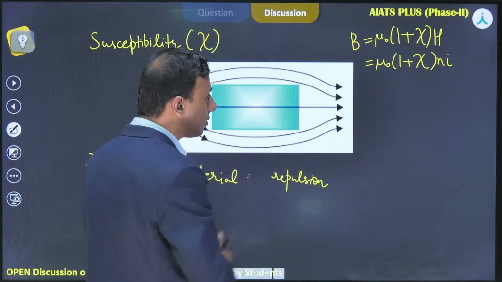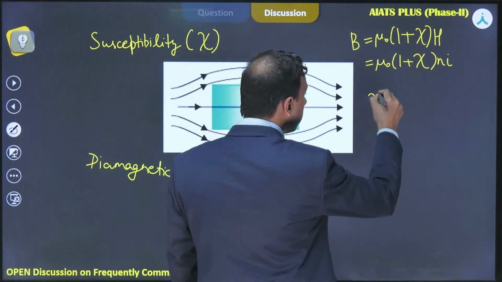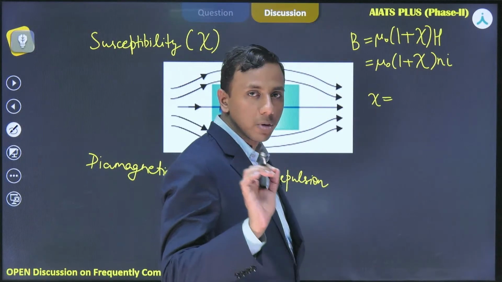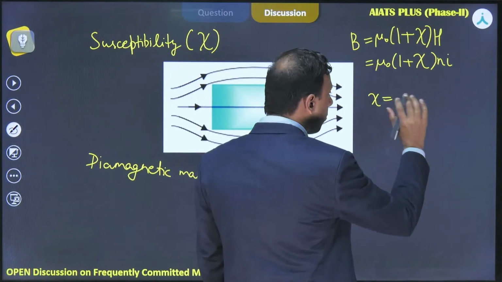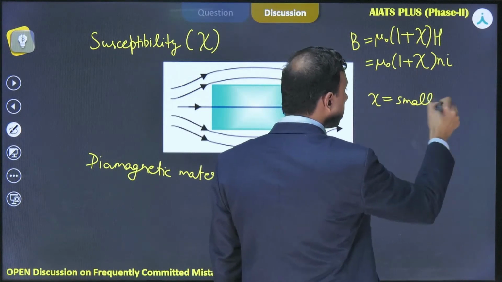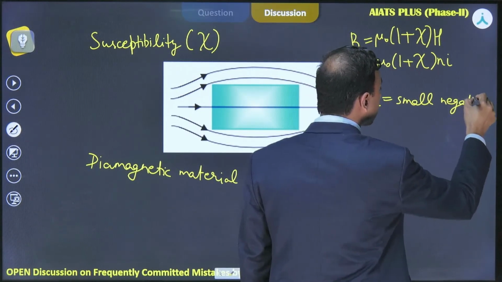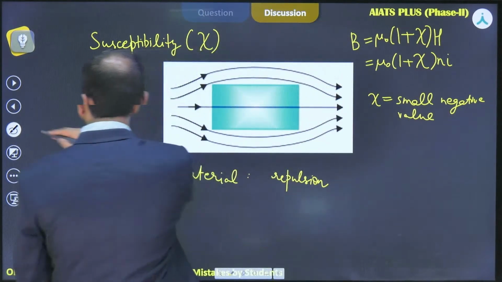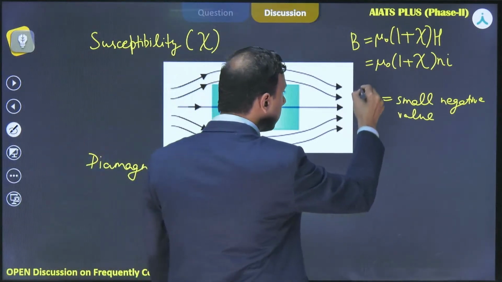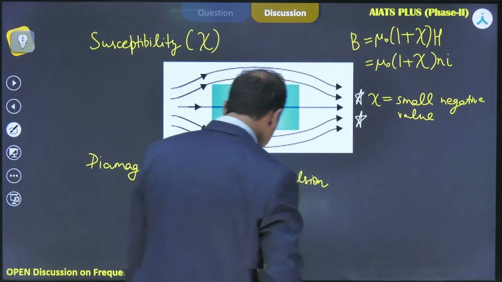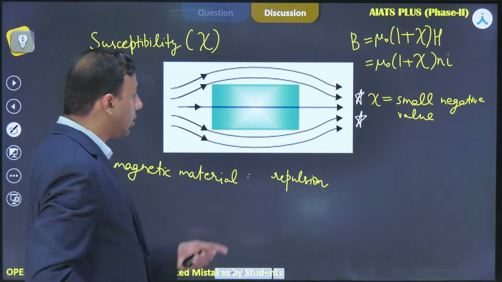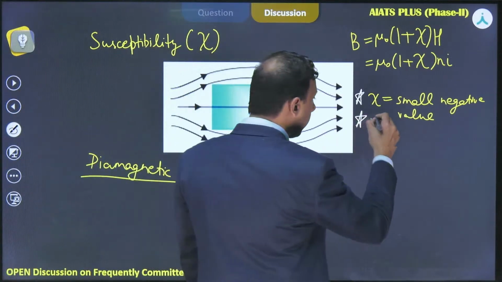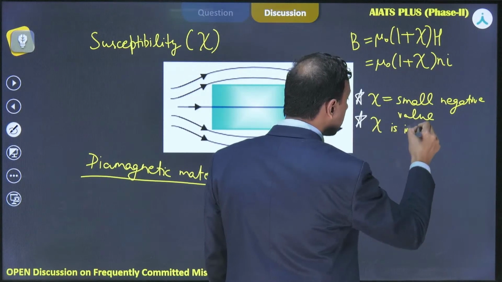You can remember it like this. So xi is going to be negative, and how much negative? Very little negative only, not highly negative. So a small negative value. And xi remains constant with temperature, for this material. We are talking about diamagnetic material only. So xi we can say is independent of temperature.